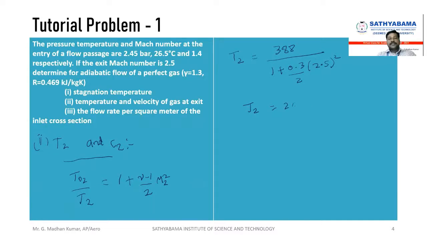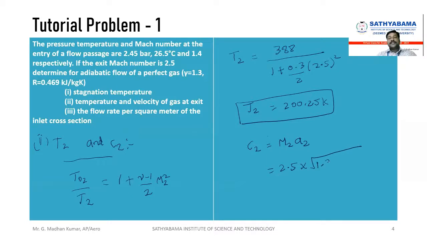T2 is 200.25. Okay, so 200.25 Kelvin. Now we are able to find the value of A2, because in order to find C2, what is the formula you are going to use? So C2 is equal to M2 into A2, right? And then what is your A2? Just substitute the value of M2, 2.5, multiplied by your A2, which is root of gamma RT.